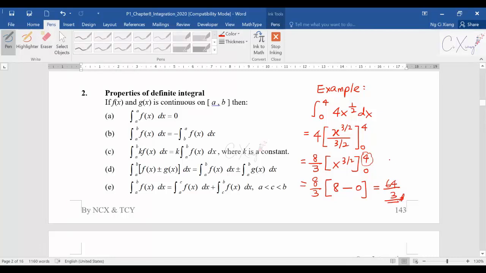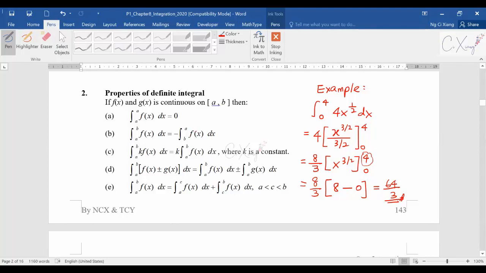Alright, so you add plus C after integration for the indefinite integral, and for the definite integral your final answer is the value, not an equation anymore. So that's the difference between the indefinite integral and the definite integral. Right? Okay, I believe this one should be no problem for you. And after that, there are some basic rules or properties of the definite integral that you should know.